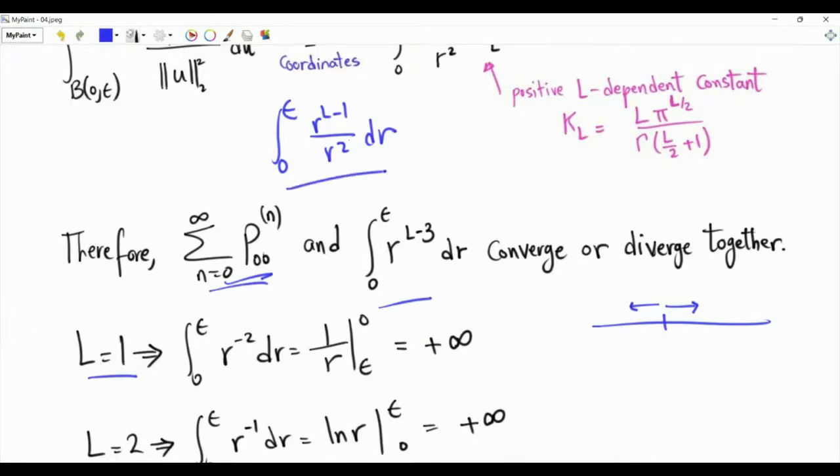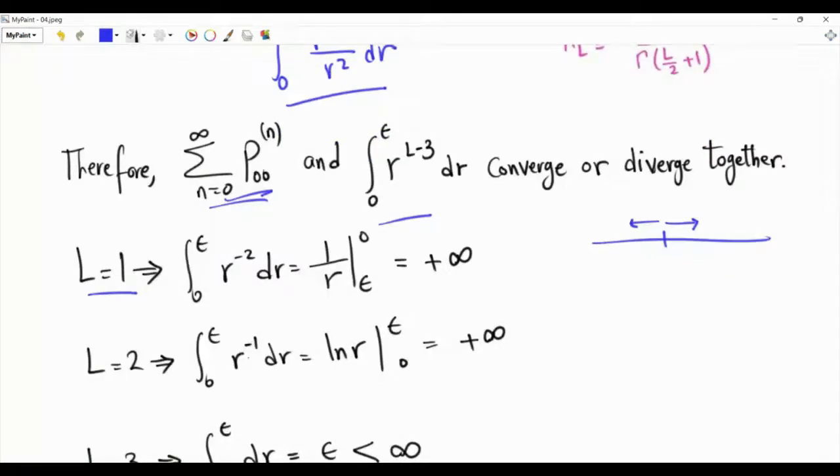Now let's try to work this integral in 2 dimensions. If L is equal to 2, now we have r in the numerator and r squared in the denominator. Now we have the integral of the inverse of r. This will give us a logarithm, and again, we will get infinity when we use 0. In this case of 2 dimensions, also the states will be null recurrent.